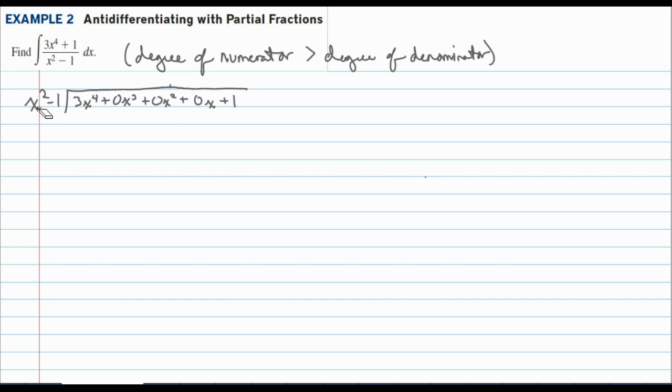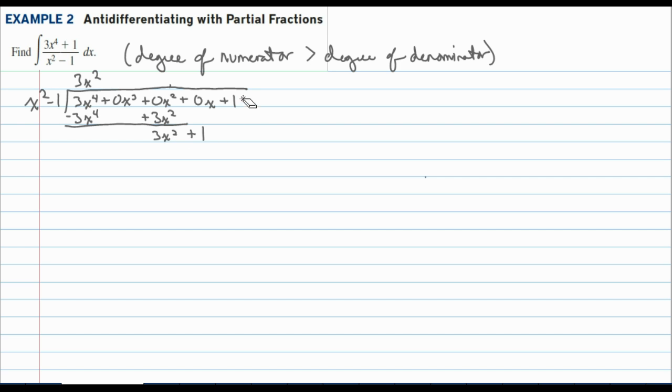I'm going to do long division, x squared minus 1 into the numerator, 3x to the 4th plus 1. Of course, I put in those three terms of zeros. I'm finding what I can multiply x squared by to get 3x to the 4th. I get 3x squared. I'm going to subtract that. We'll distribute the 3x squared to both terms in the divisor and then subtract them. And I get 3x squared, so now what can x squared be multiplied by to get 3x squared?